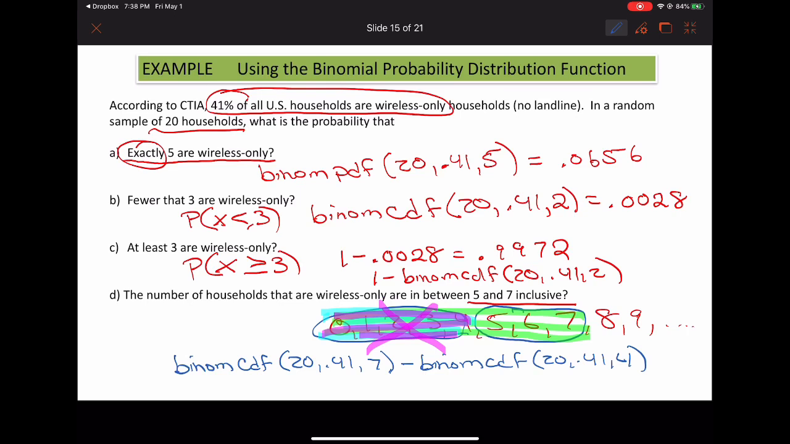7 minus binomial CDF 20, 0.41, 4. You'd put all of that in your calculator, and I got approximately 0.3381. So I got approximately 0.3381, and that is my answer.